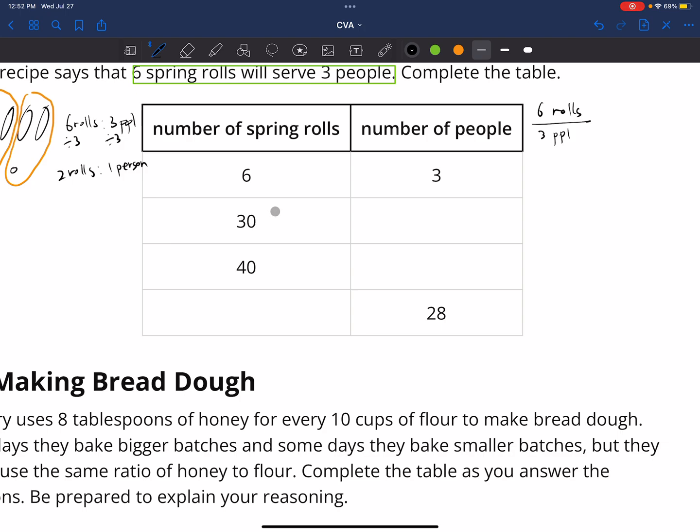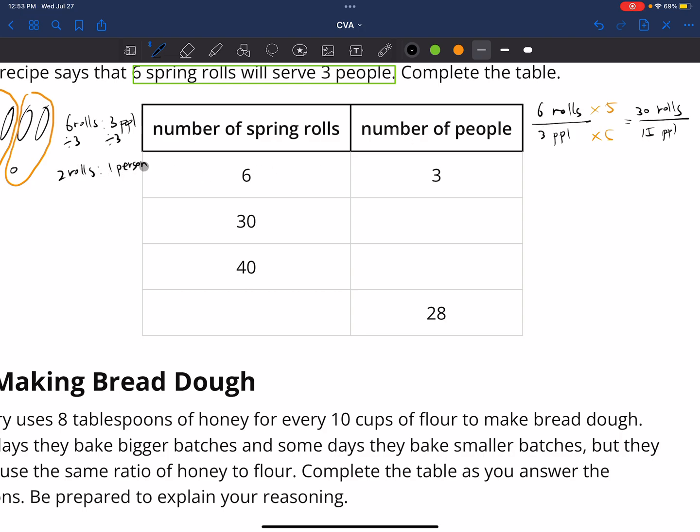Okay, so we're talking about 30 rolls, right? I have 6 rolls, so what I'm going to do is multiply the top by 5 and the bottom by 5. And that's going to give me 30 rolls, and 3 people times 5 is 15 people, right?